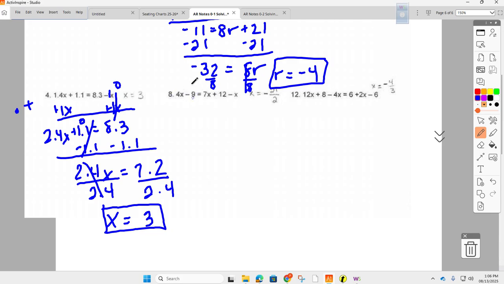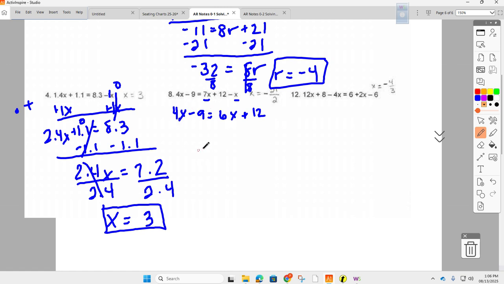So number 8, nothing to combine here. But on the right side, I've got 2 x terms, so I can combine those. So I'm going to start by bringing down my left side, and then I'm going to combine these x's. 7x minus 1x is, yes, 6x. And I bring down the plus 12. So now I've got x terms on both sides.